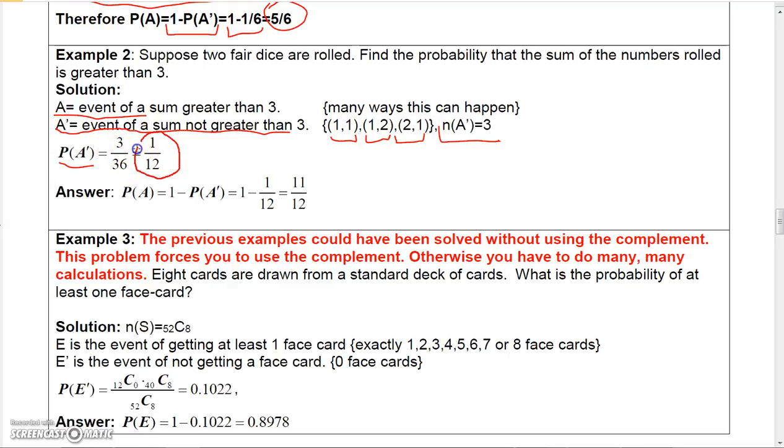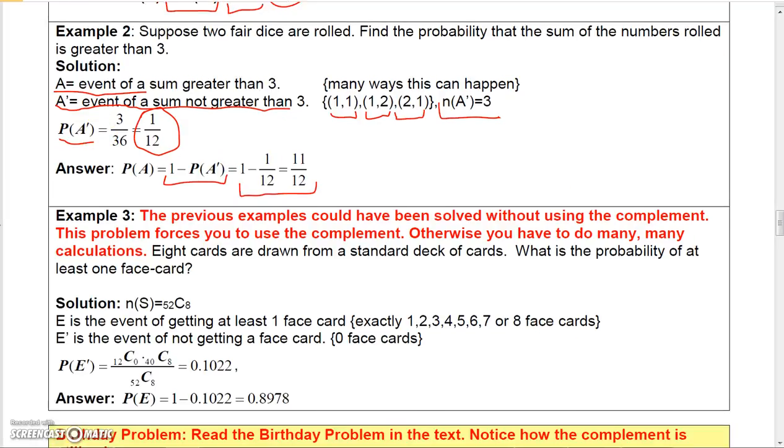But again, I didn't want the probability of not A. I want the probability of A. So to get the probability of A, I just take 1 minus the probability of not A, which is 1 minus a 12th, or 11/12. Okay.